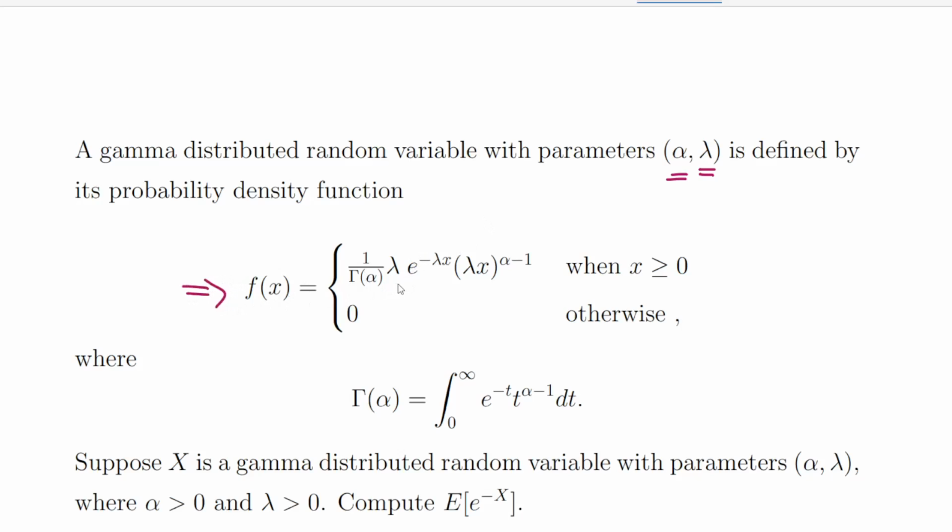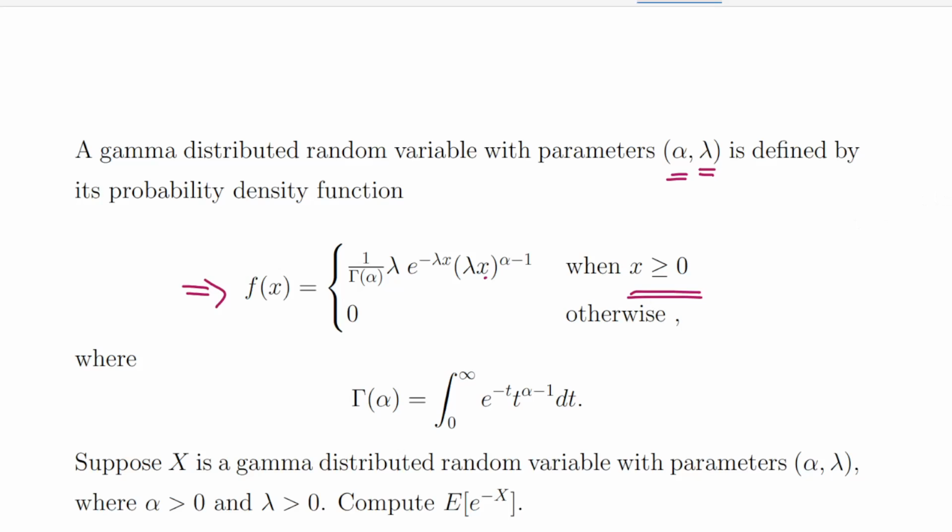Just as a quick remark, there are various ways that you can configure the probability density function for the gamma distribution. This is just one particular way, but there are other variants that are mathematically equivalent to this, particularly when you use the lambda specification, the rate parameter specification. So there we have it: 1 over the gamma function of alpha times lambda times the exponential of minus lambda x times lambda x to the power of alpha minus 1, where x is greater than or equal to 0, and 0 otherwise.